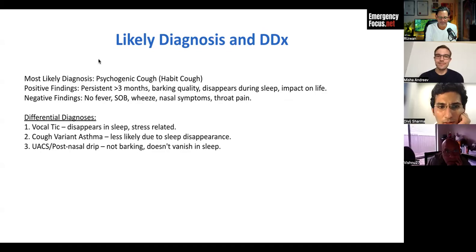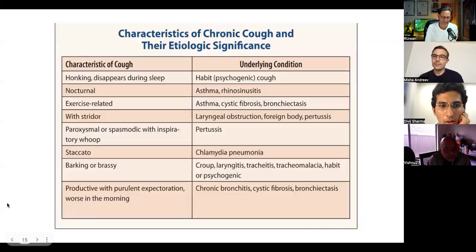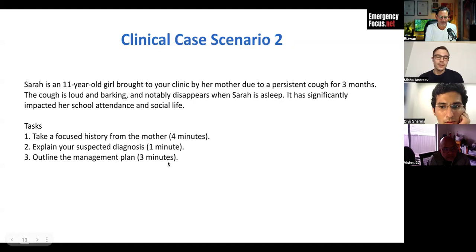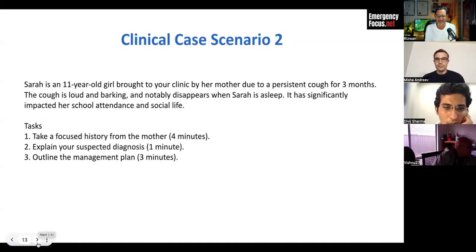So, have you got any ideas about how to take these tasks? The tasks are: focused history taking from the mother, explain your expected diagnosis, and outline the management plan. I was just interested, what would you be mainly interested in?